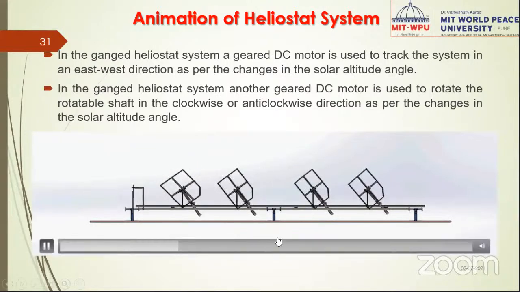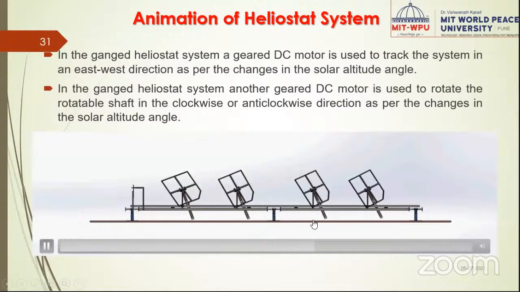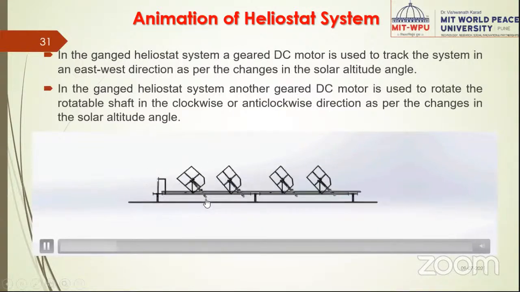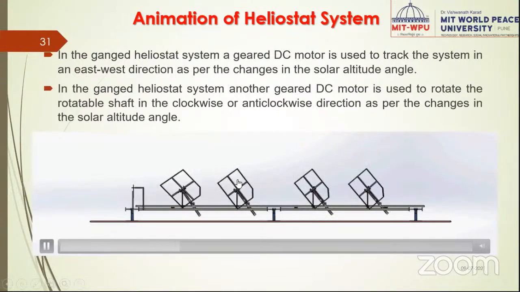So you can see here, this is the azimuthal tracking of the heliostat. This animation is showing how the heliostat moves. There is a motor, and that motor is pushing the rod, and a pin is connected to this arm, and accordingly the pin will be attached to this rotatable shaft, and it will move this arm and accordingly track the heliostat.